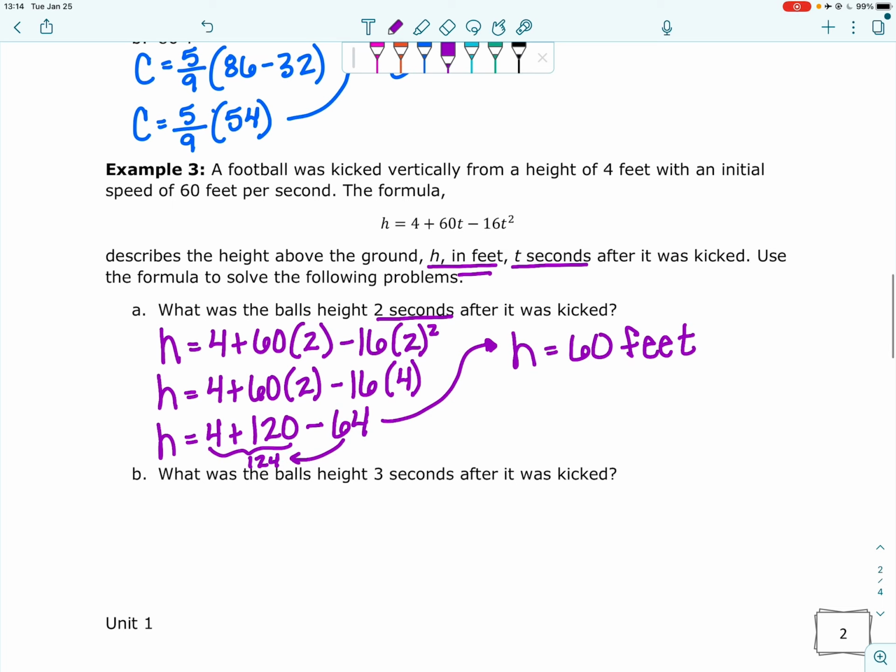How about 1 second later? What if we look at the height 3 seconds after we kick the ball? That's the same thing, but now instead of looking at 2 seconds, we're looking at 3 seconds. So instead of a 2 for t, I'm going to put in a 3.